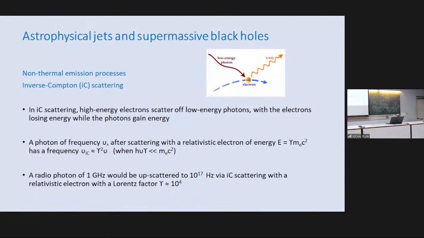So, if you had a distribution of, say, radio photons, and some of it gets upscattered to the X-ray region, you get a similar kind of spectrum in the X-ray region. You'll get a non-thermal spectrum with a similar slope, but at the high energies. So this is an important process in understanding the emission processes at high energies, particularly at X-rays and gamma rays.